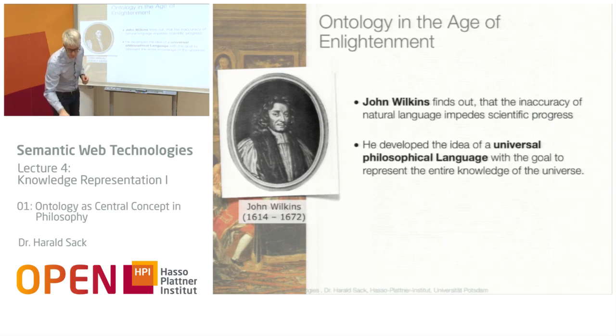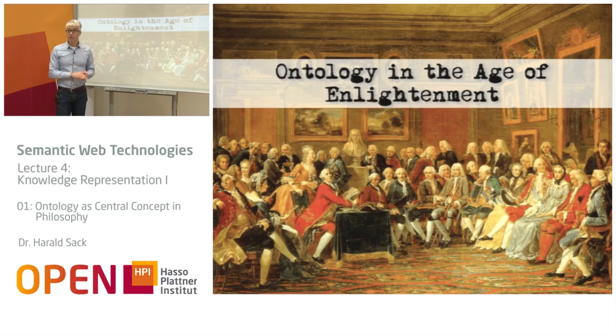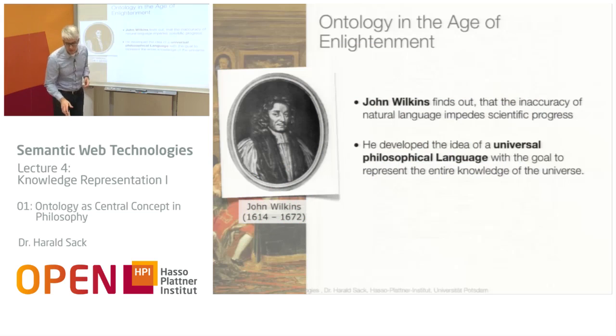Okay, one step further, we are in the Age of Enlightenment. And in the Age of Enlightenment, the questions around ontology became much more interesting. So for example, we had here John Wilkins. He was one of the founding members of the British Royal Society. And he realized that when people talk with each other, especially scientists, the problem is that many times they don't understand each other, because when they come from different science disciplines, they use different vocabulary.